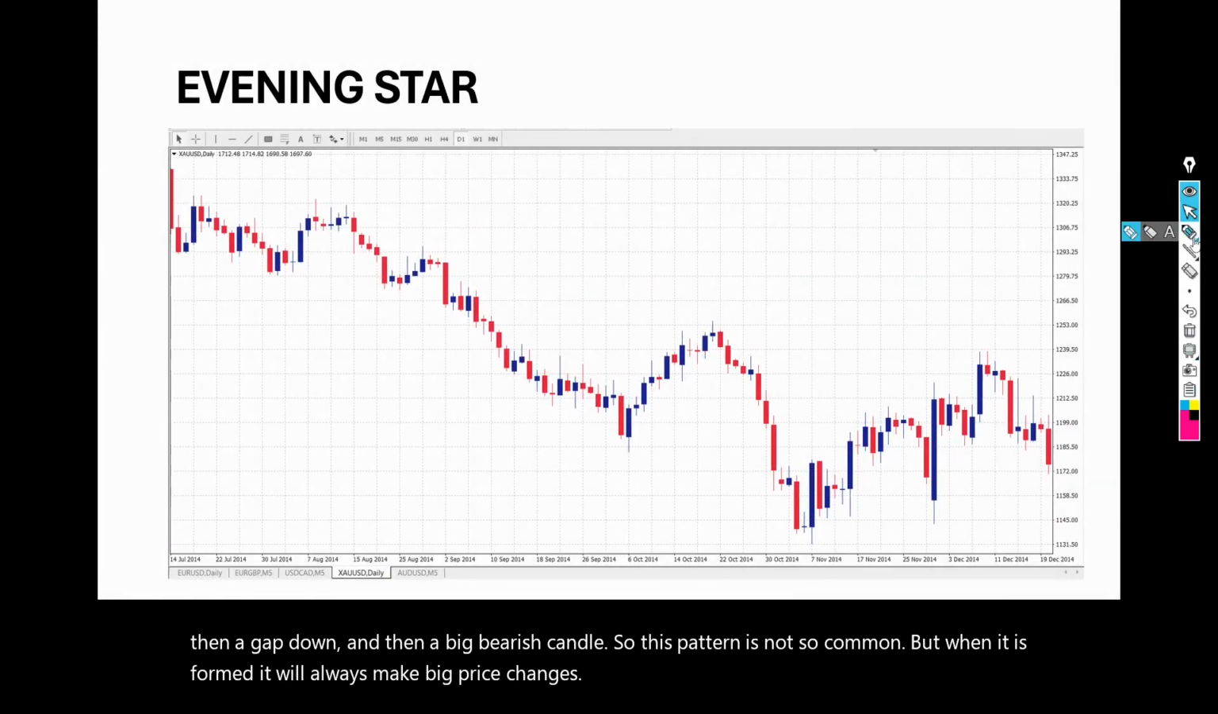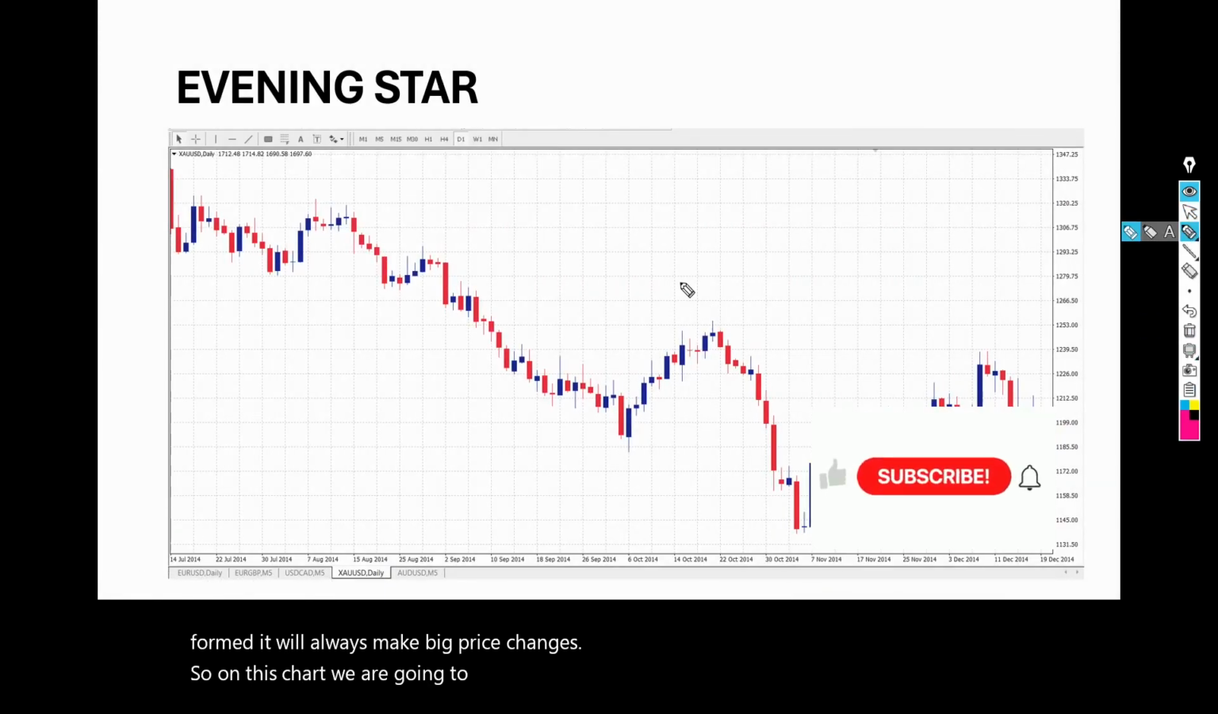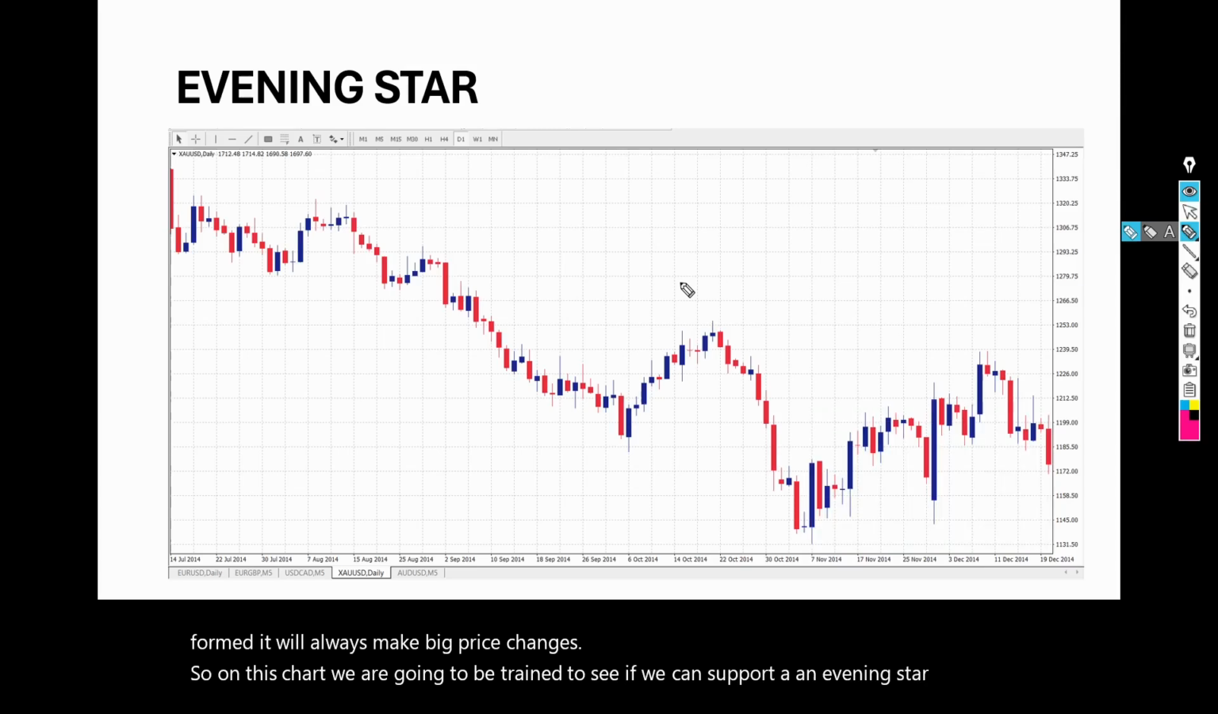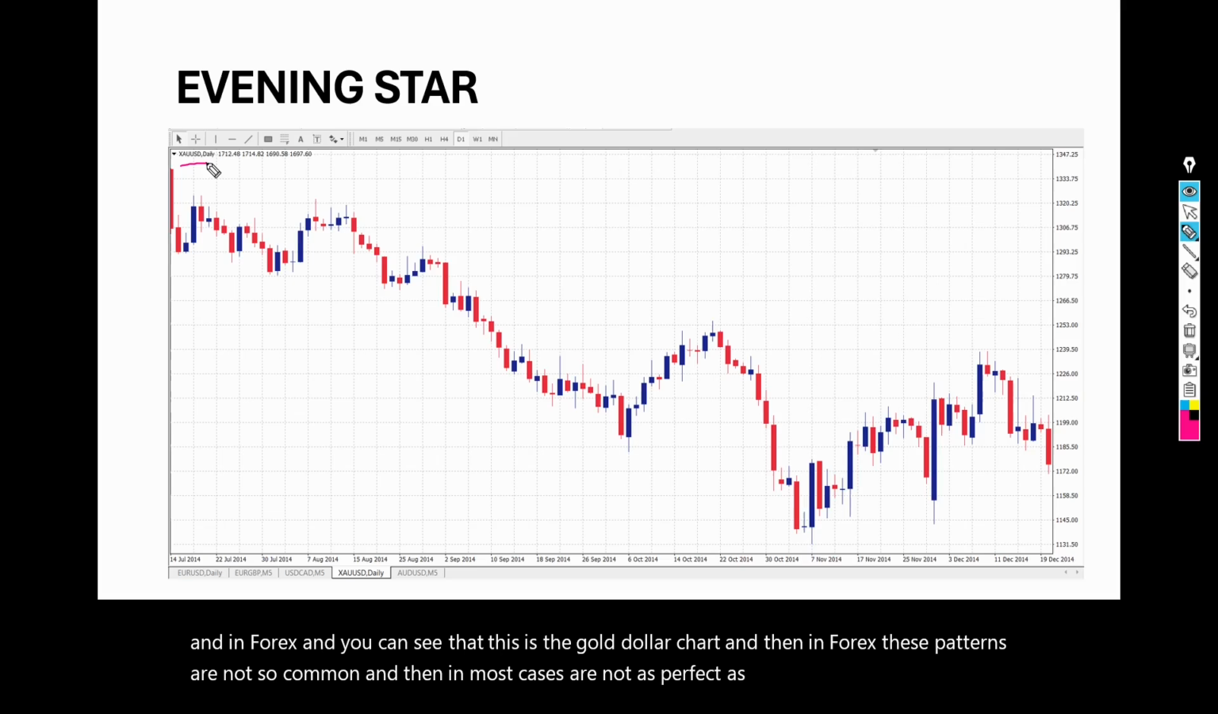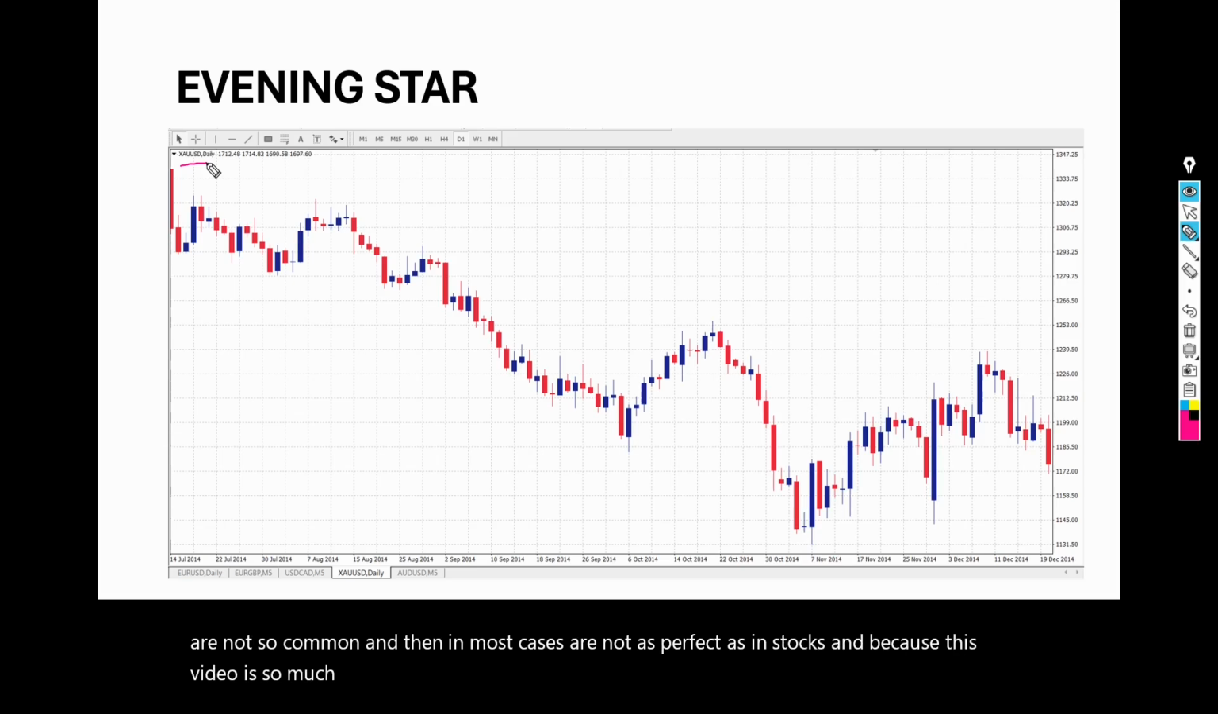So on this chart, we are going to try to see if we can spot an evening star pattern. And in Forex, you can see that this is the gold dollar chart. In Forex, these patterns are not so common, and in most cases they are not as perfect as in stocks. Because this video is so much about Forex, we are going to look at the pattern, but it will not look exactly like what we have been studying, because these patterns are rare.